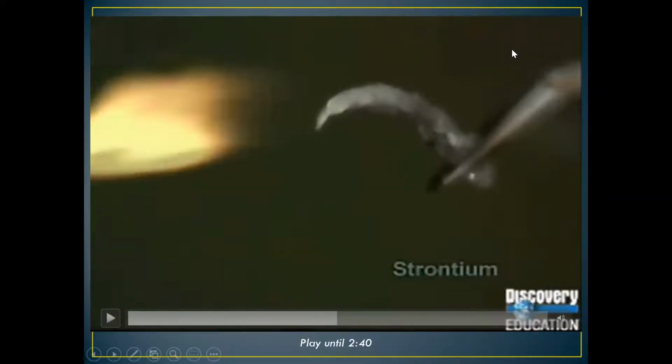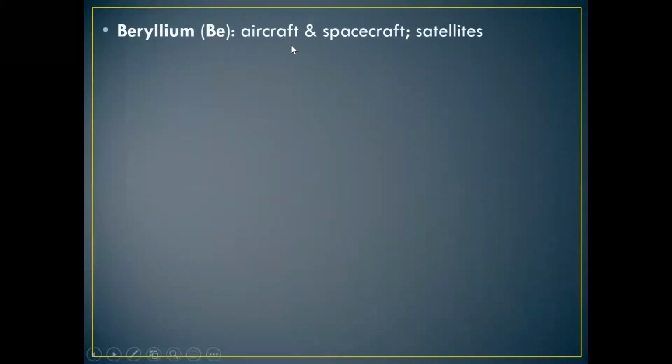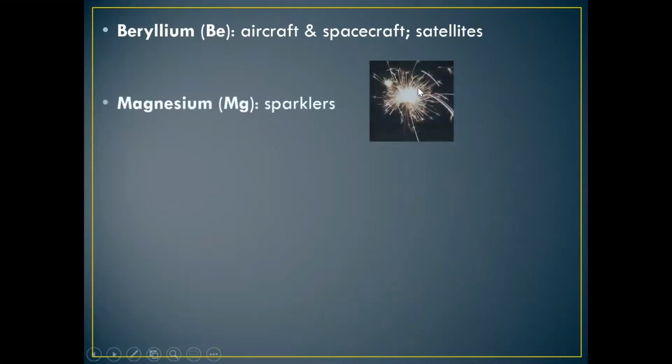So group 2 is alkaline earth metals. Just some examples for you. Beryllium is used in aircraft, space shuttles, and satellites. It's not a very heavy metal, but it still is strong. Magnesium, as I said, is found in sparklers. It burns that very bright white that almost hurts your eyes.